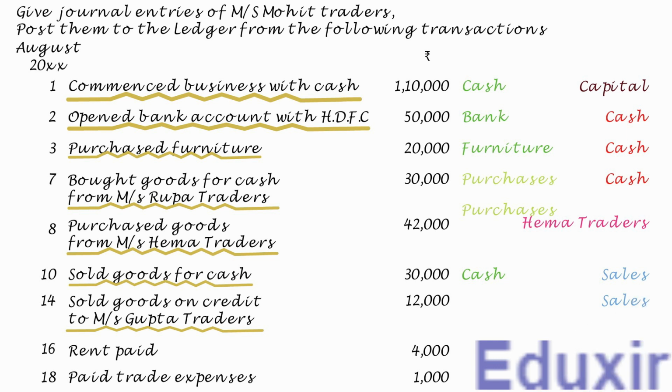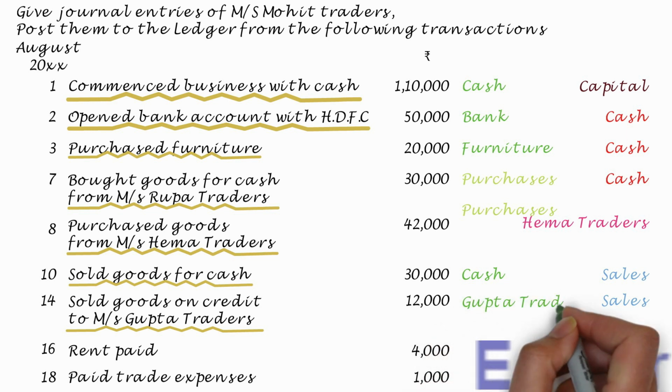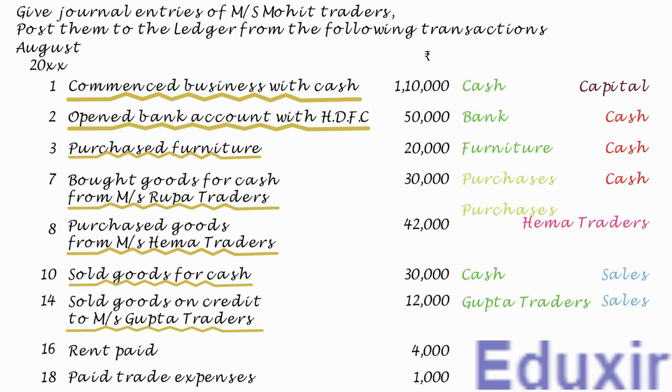At the same time, as this sale is done on credit to Messrs. Gupta Traders, Gupta Traders becomes the debtor for the business. In other words, the debtor asset of the business will be increasing in this transaction. The rule to record any increase in the asset is to debit the corresponding assets account. In this case, Messrs. Gupta Traders account should be debited. With this analysis at our disposal, let us now proceed with the journalizing of this transaction.